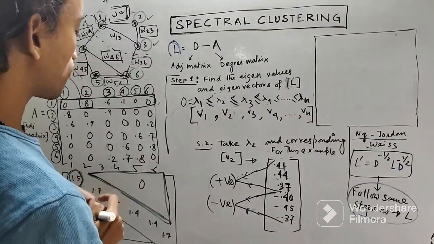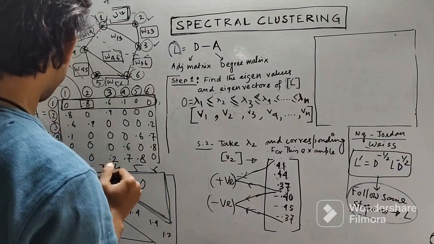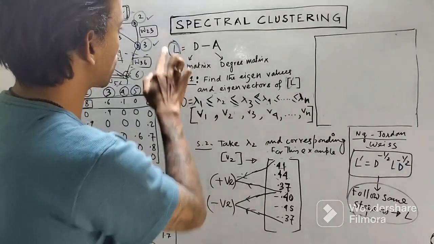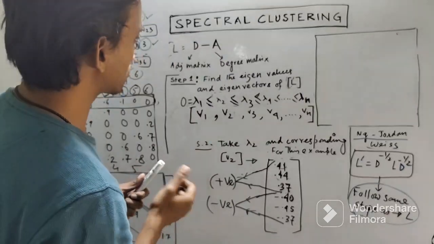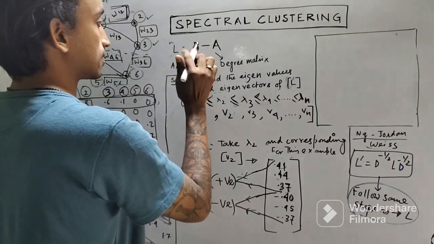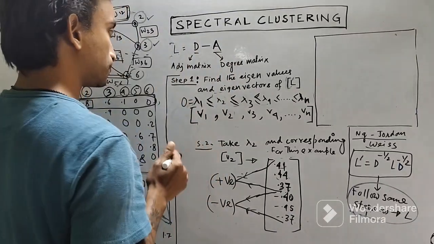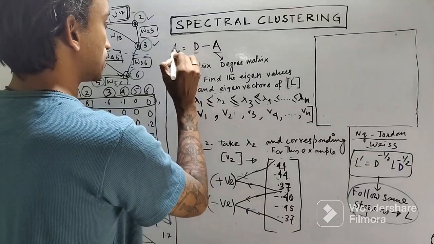After populating the degree matrix and adjacency matrix, you have to find L. What is L? L is the Laplacian matrix. L is the degree matrix minus the adjacency matrix. From this you will get the Laplacian.